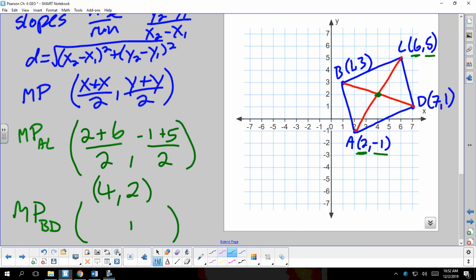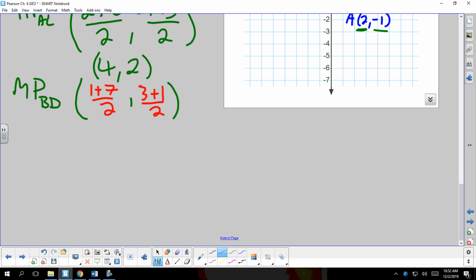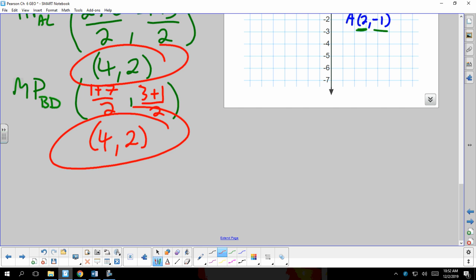So this one, I'm going to add the x's together. 1 plus 7 divided by 2. Add my y's together. 3 plus 1, divided by 2. And I get the midpoint of BD. 8 divided by 2 is 4. 4 divided by 2 is 2. The diagonals have the same midpoint, therefore they bisect each other. ABCD is a parallelogram.